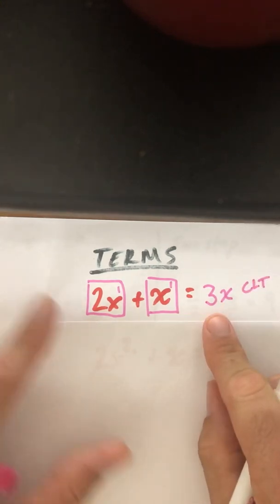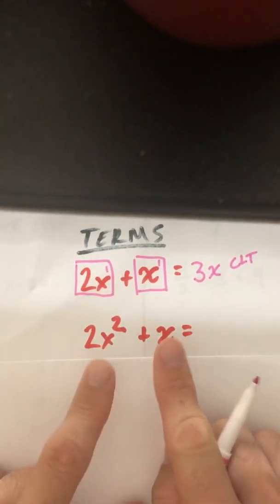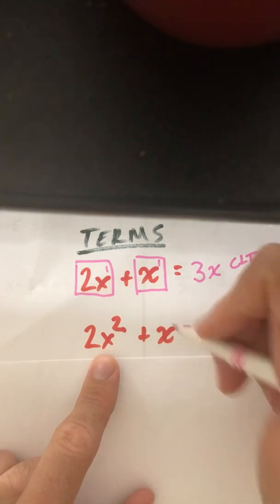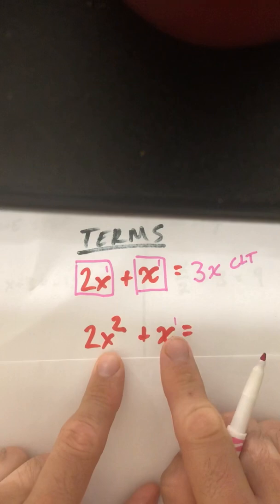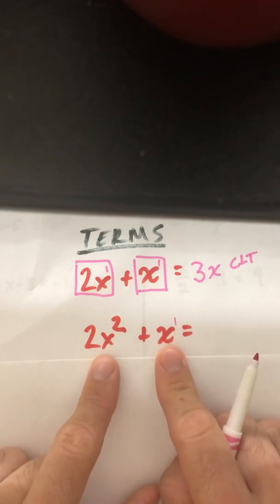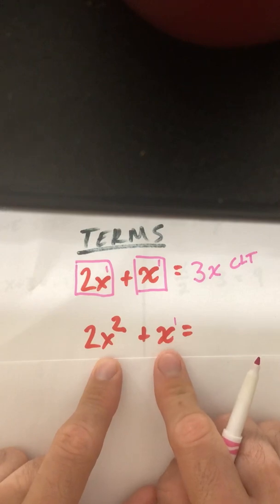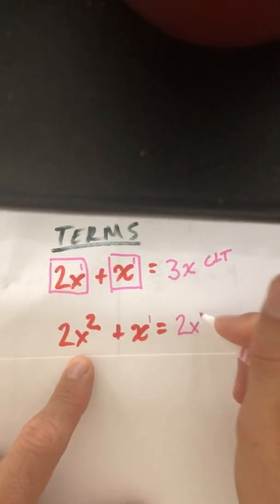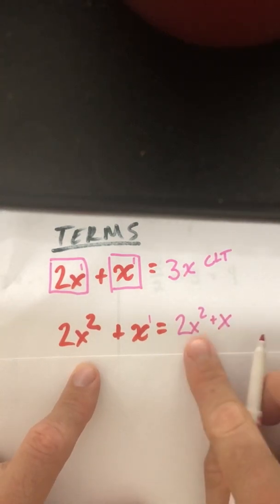Okay? And then down here we have another one. We have two terms again. They both have x, but this time this one has an exponent of 2. This one has an exponent of 1. And because these two are not similar, or they're not alike, then you may not combine them because you may only combine like terms. So you can still add them together. The answer is 2x squared plus x. You did not combine them.